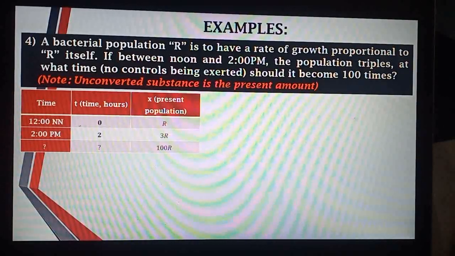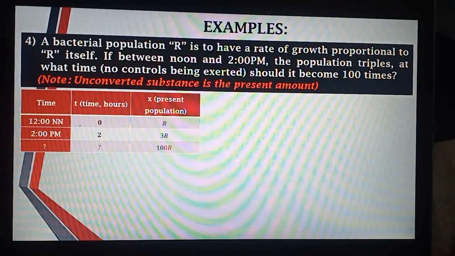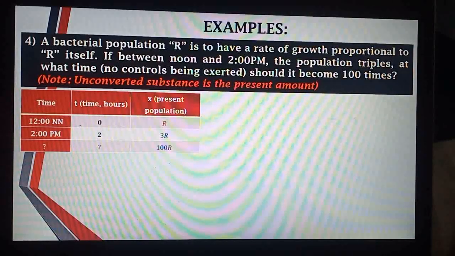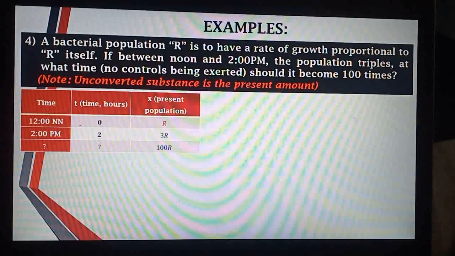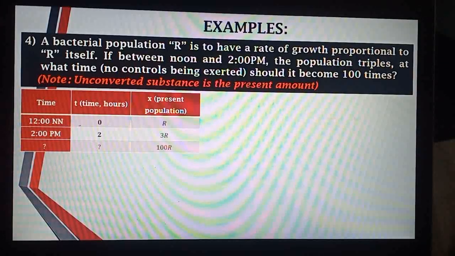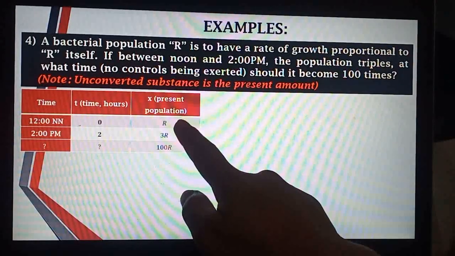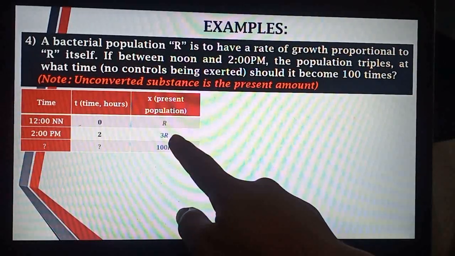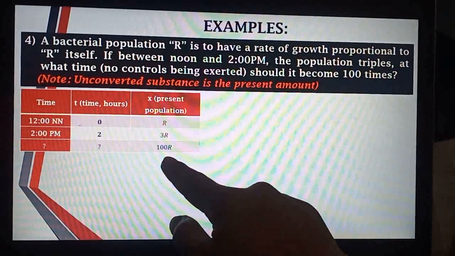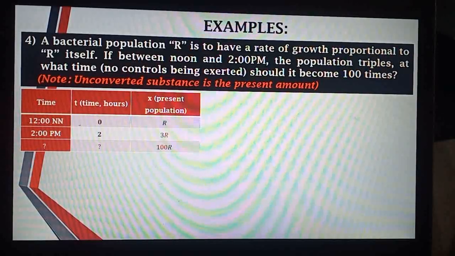So let's say starting time is 12 noon. So you have 0 time. Then the present amount of the population is R, or our bacterial population is R. So after 2 hours, that is between 12 noon and 2 p.m. So that's 2 hours. The population triples, meaning to say, matitriple yung present amount natin dun sa starting time. So we will now have 3R. So the question is, at what time wherein it becomes 100 times ni R? So let's go to the solution.